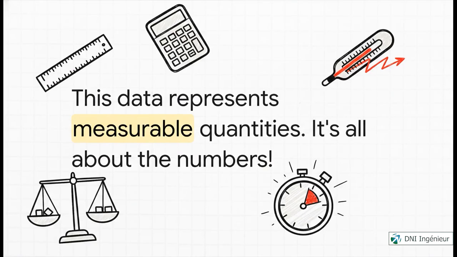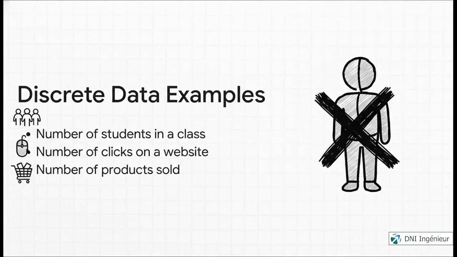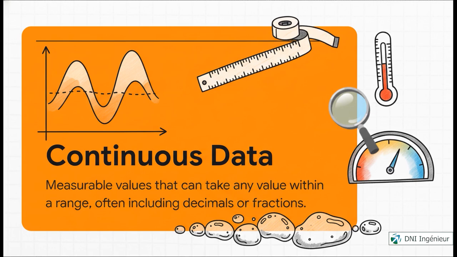All right, let's hop over to the other side of our map and talk about measuring things. Discrete data is for stuff you can count. The values are separate, kind of like items on a shelf. Right? You can't have half a student or, say, 2.5 products sold. They're whole numbers. And then there's continuous data.